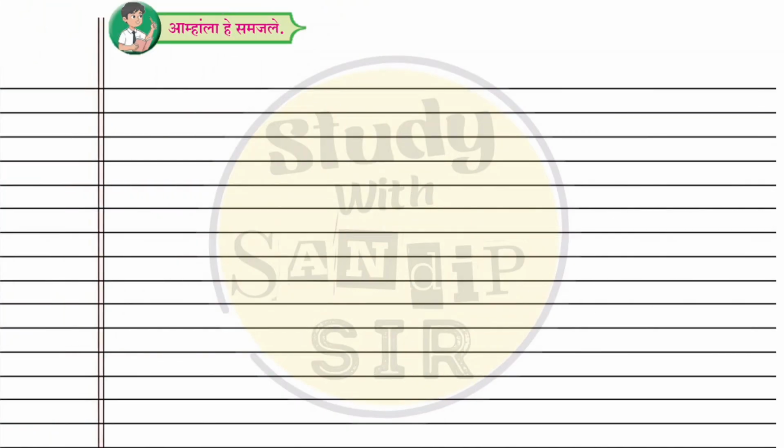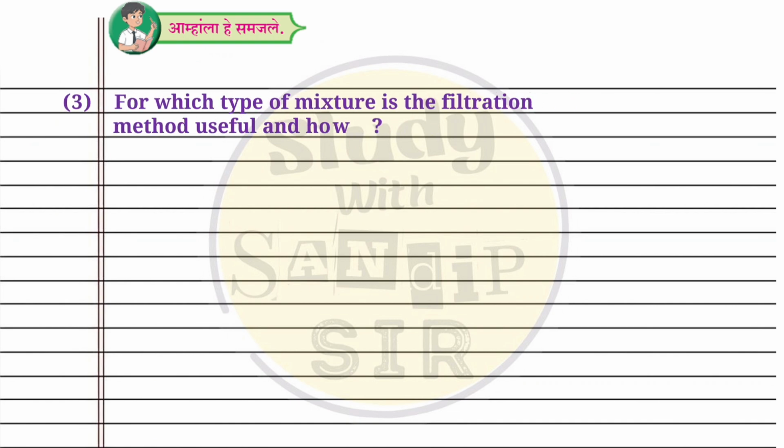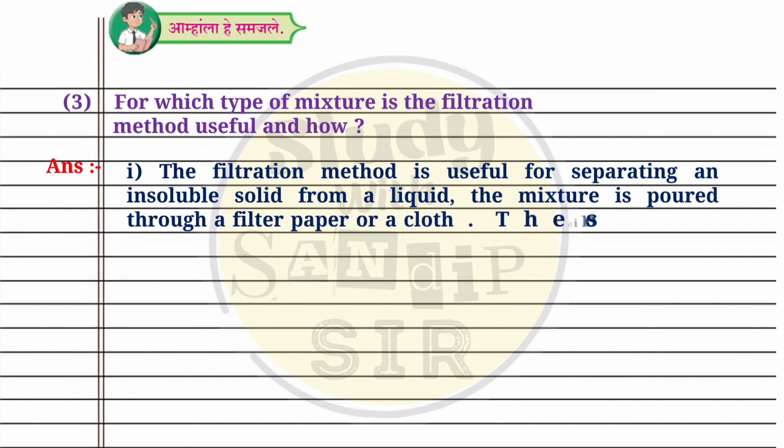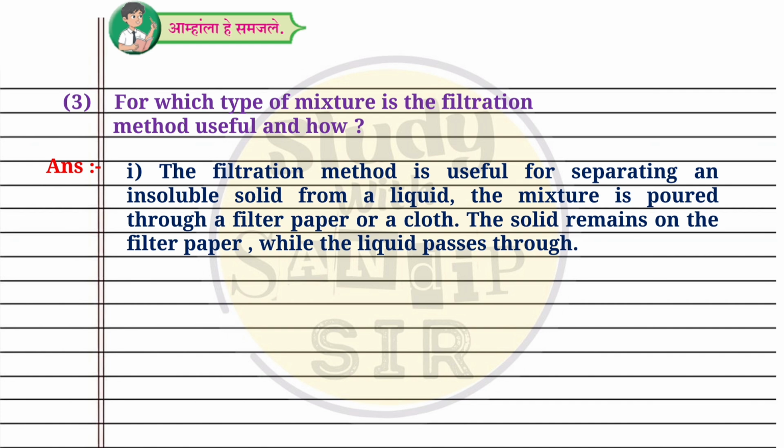Next, question 3. For which type of mixture is the filtration method useful and how? The answer: the filtration method is useful for separating insoluble solids from a liquid. The mixture is poured through a filter paper or a cloth. The solid remains on the filter paper while the liquid passes through.